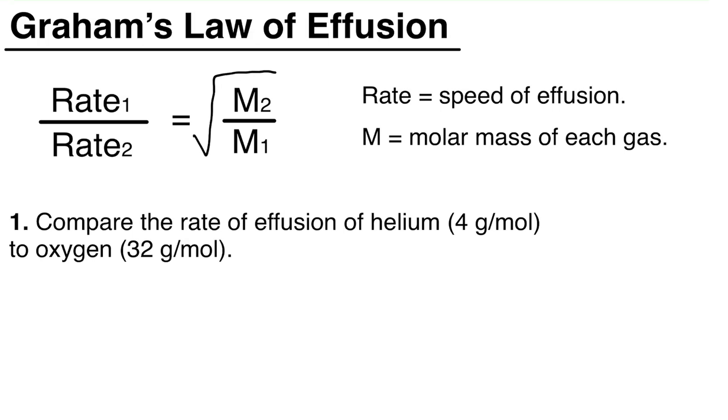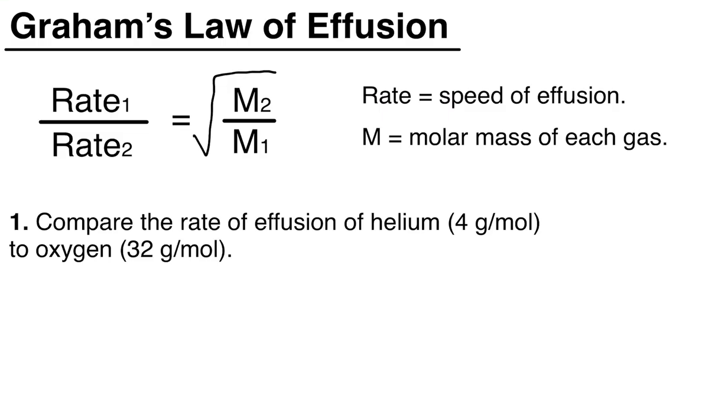Hey everyone, so in today's video we're going to be going over Graham's law of effusion. Effusion is simply the movement of gas particles through a small hole without collisions, and Graham's law tells us that lighter gases effuse faster than heavier ones. So the equation is rate 1 over rate 2 is equal to the square root of m2 over m1, where rate is equal to the speed of effusion and m is the molar mass of each gas.